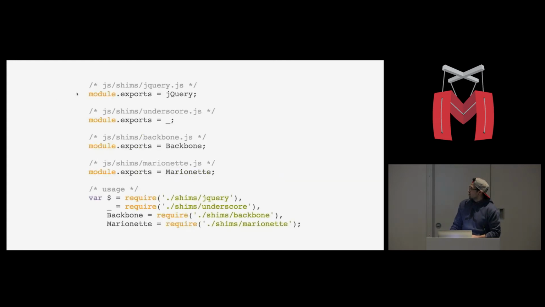So what I do is I have a shims directory, and I just import these shims. And then I require them like I would anything else, right? So yes, the globals do exist. Do we access them and use them?